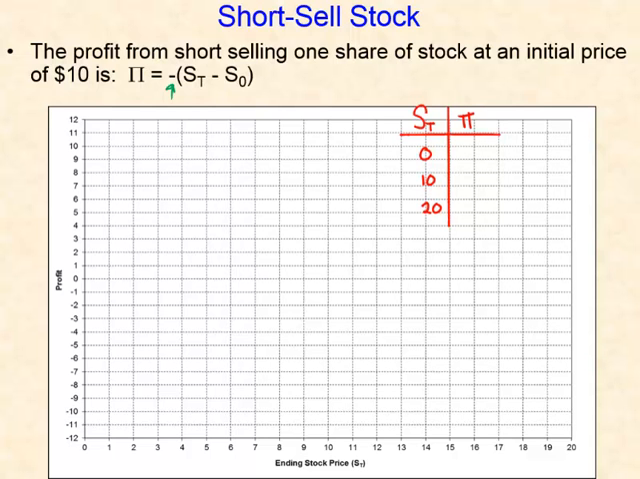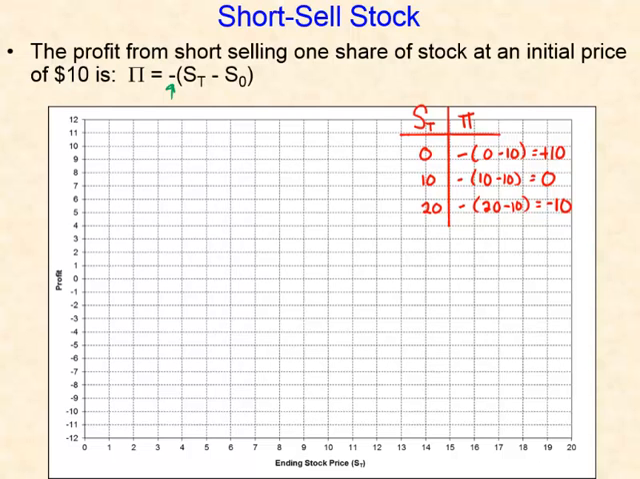Let's build a table again to calculate the profit at various ending stock prices. We'll begin by setting our ending stock price equal to 0. And so our profit is minus the ending price, which is 0, minus the original price, which is 10. So we have -10 in the parentheses, a minus sign out front. We get a profit of +10 when the stock price is 0. If the stock price is 10, we have a profit of minus 10 minus 10, which is 0. Finally, if the ending stock price is 20, our profit will be minus 20 minus 10, which equals minus 10.